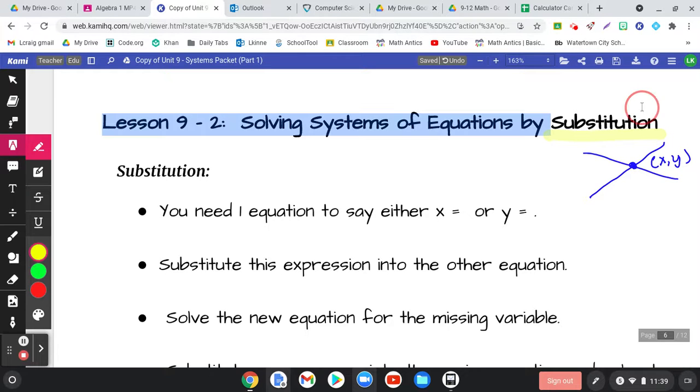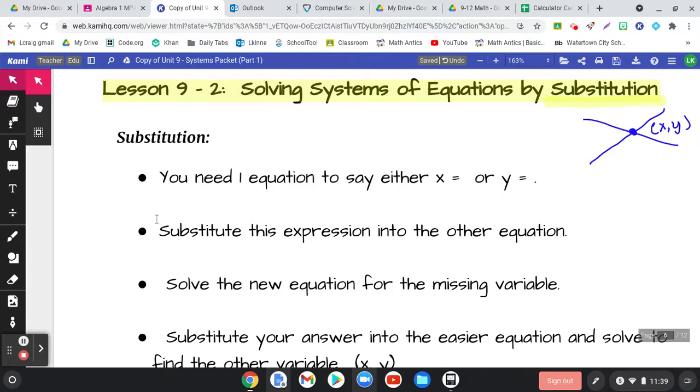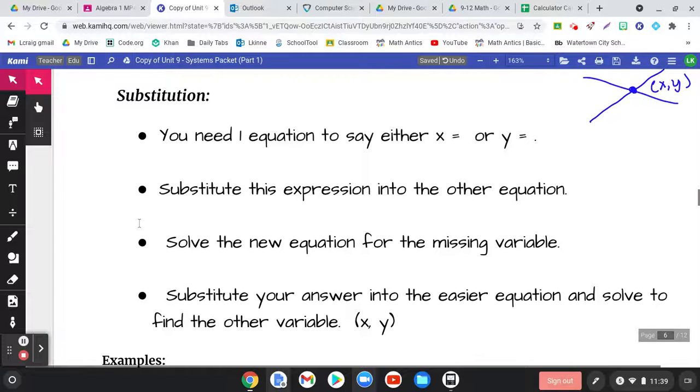So solving systems by substitution. With this, we're not going to use a graph. All right, but keep in mind, if you're stuck, you might be able to. All right, so these are the steps for substitution.